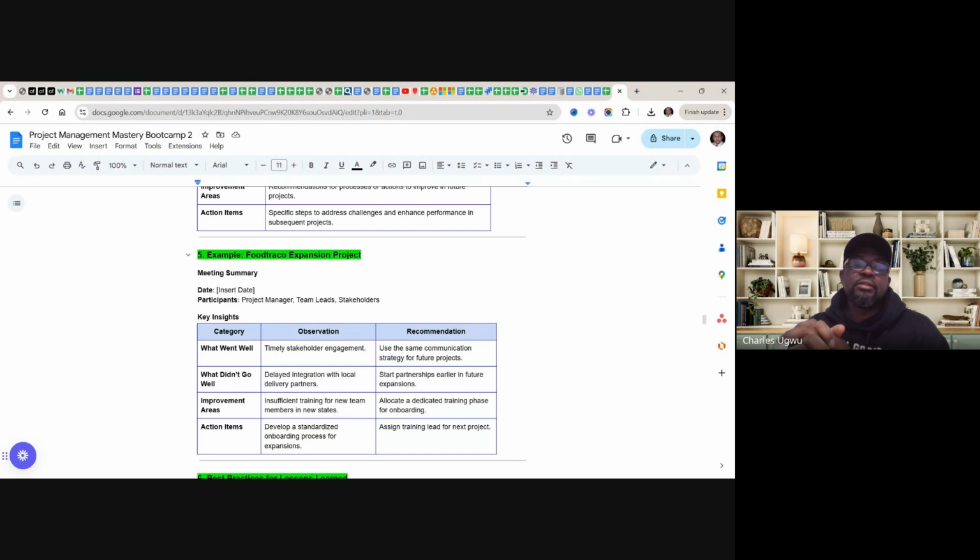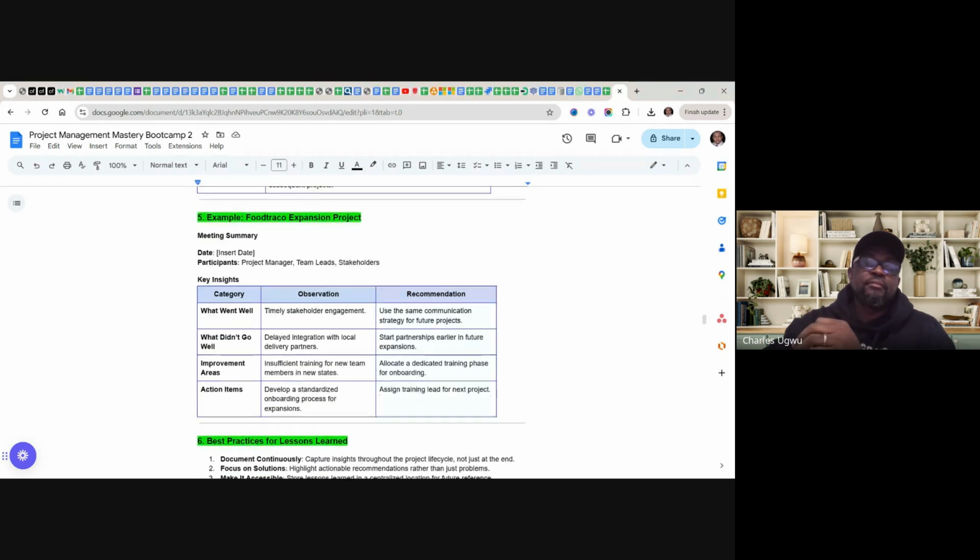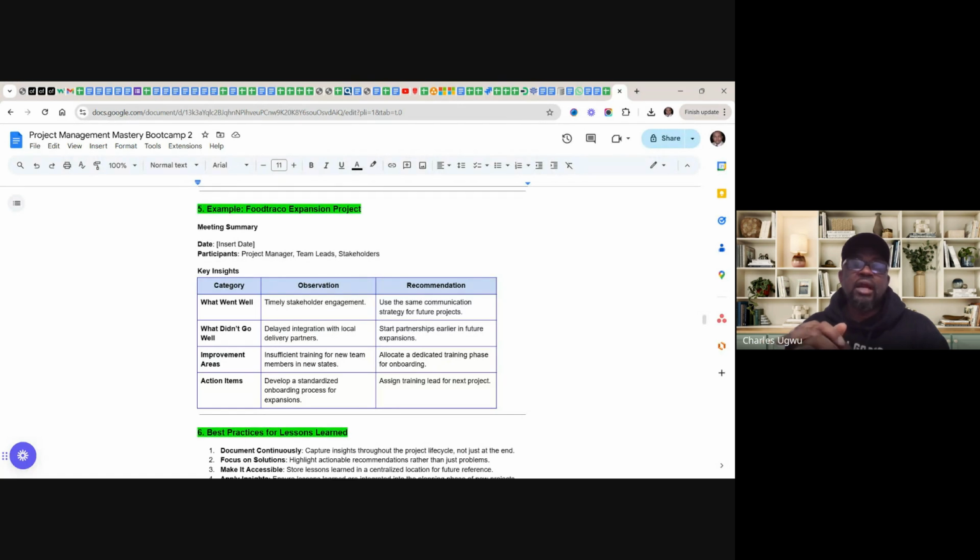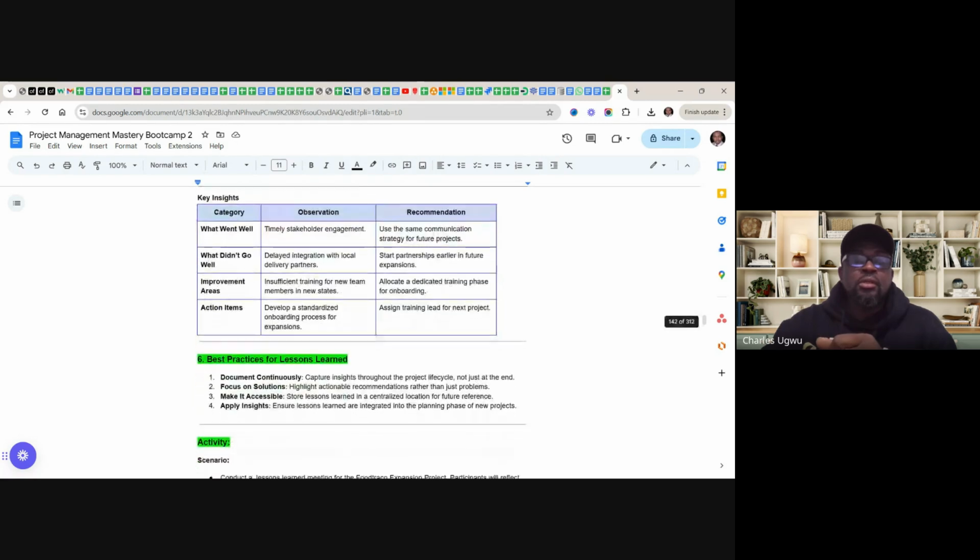Improvement areas: insufficient training for new members in the new states. Recommendation, allocate a dedicated training phase for onboarding. Actionable items: develop a standardized onboarding process for expansion. And recommendation, assign a training lead for the next project. So just something like that, it can be better, but this is just to give us a snapshot.